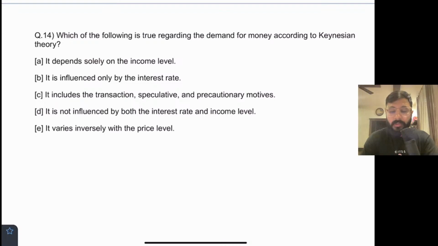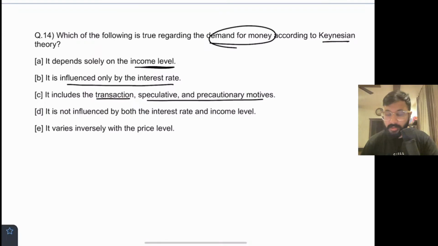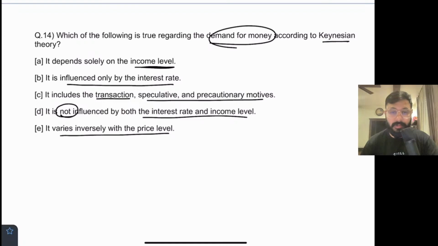Which of the following is true regarding the demand for money according to Keynes? It depends on the income level. It is influenced by interest rate. Includes the transaction speculative and precautionary motives, not influenced by both interest rate and income level, varies inversely with the price level.